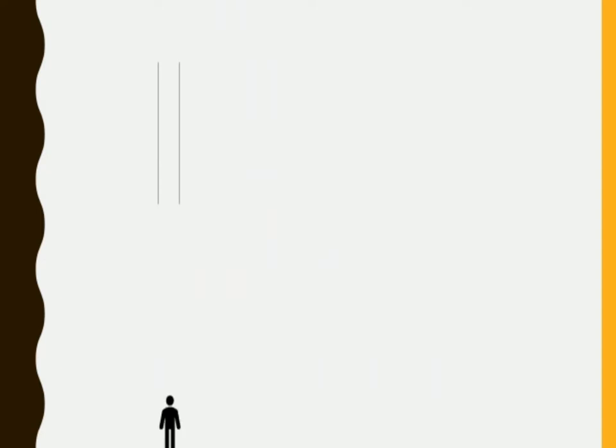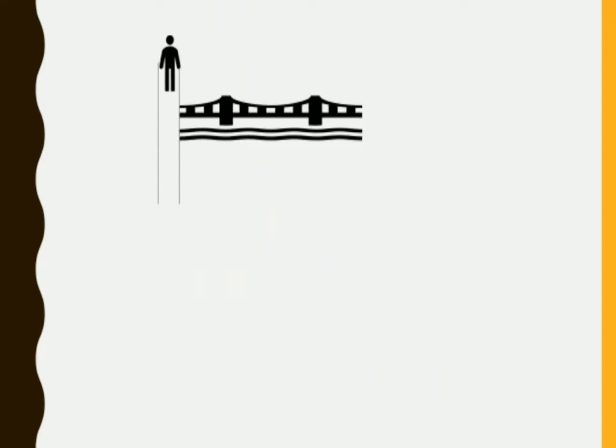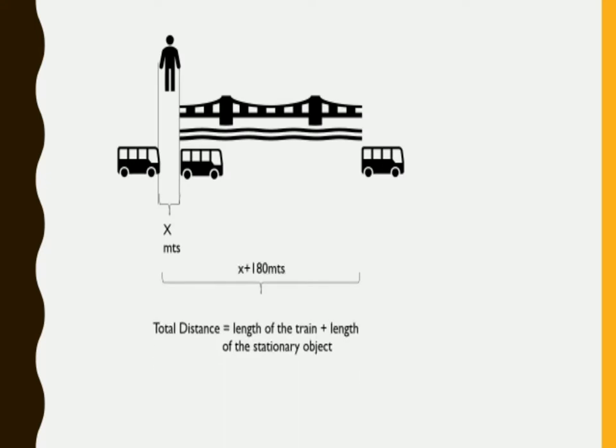Consider this animation. Here's a man standing on a bridge, and consider this object as a train. The train is crossing the man in 8 seconds, that is x meters, and the train is crossing the bridge in x plus 180 meters. The distance for the train to cover the man will be x meters, and to cross the bridge will be x plus 180 meters. The total distance is given by this formula, and we start solving this equation.